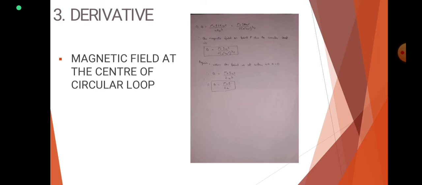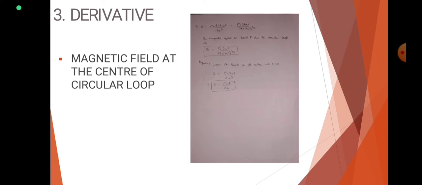Therefore, the magnetic field at point P on the axis of the circular loop will be B equals mu naught I a square by 2 times a square plus x square to the power 3 by 2. Further, there is also the equation of the magnetic field at the center of the circular loop. When the point is at the center, x will become 0. Therefore, by putting x equals 0 in the above equation, we get B equals mu naught I a square by 2a cube, which implies B equals mu naught I by 2a.